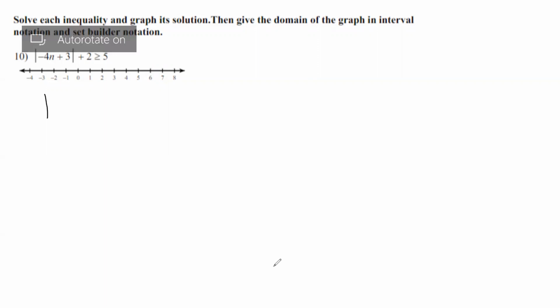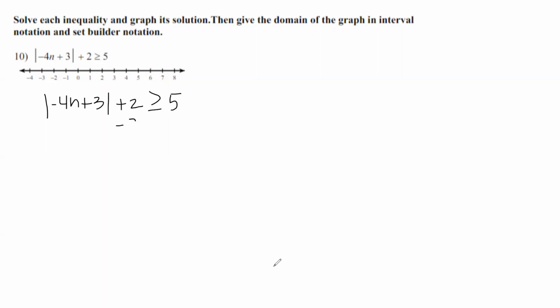So I have the absolute value of -4n plus 3, plus 2 is greater than or equal to 5. We want to subtract 2 on both sides. So we have the absolute value of -4n plus 3 is greater than or equal to 3. So far, we're in the clear, right? We don't have an absolute value that's greater than a negative number, that would always be true. And we don't have an absolute value less than a negative number, that would never be true. So we are golden. Let's go ahead and solve for the positive.